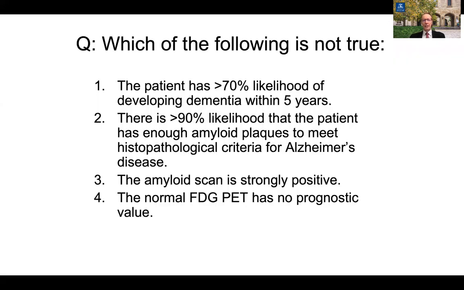So which of the following is true? Knowing that the amyloid PET scan is positive, and the patient has significant cognitive impairment on memory testing, based on this, is this true? The patient has a greater than 70% likelihood of developing dementia due to Alzheimer's disease within 5 years. There is a greater than 90% likelihood that the patient has enough amyloid plaques to meet histopathological criteria for Alzheimer's disease. The amyloid PET scan is strongly positive. The normal FDG PET has no prognostic value. So which of these statements are true?